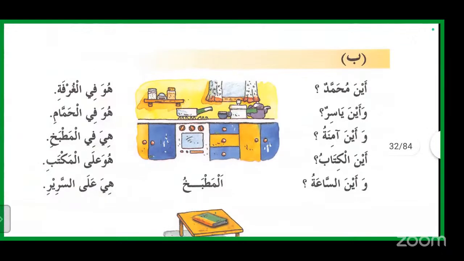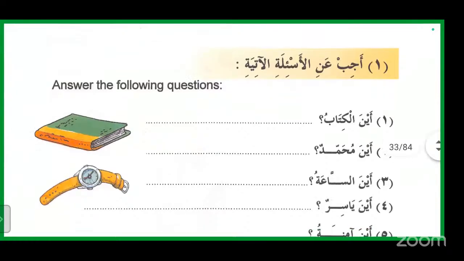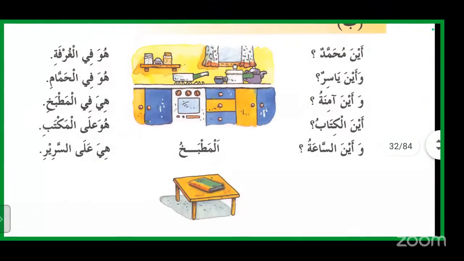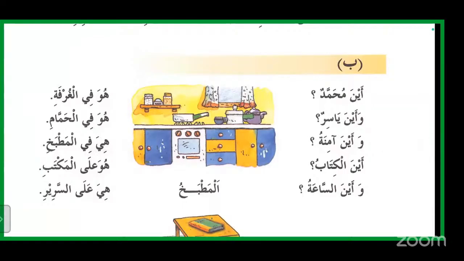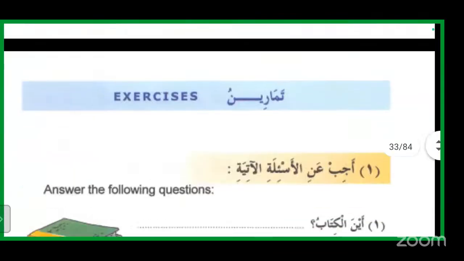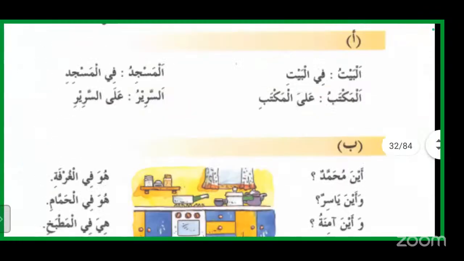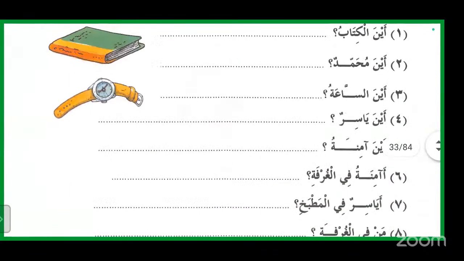They are the same questions. Then we have: أين محمد؟ Where is Muhammad? هو في الغرفة. Third question: أين الساعة؟ هي على السرير. أحسنت. Next one.